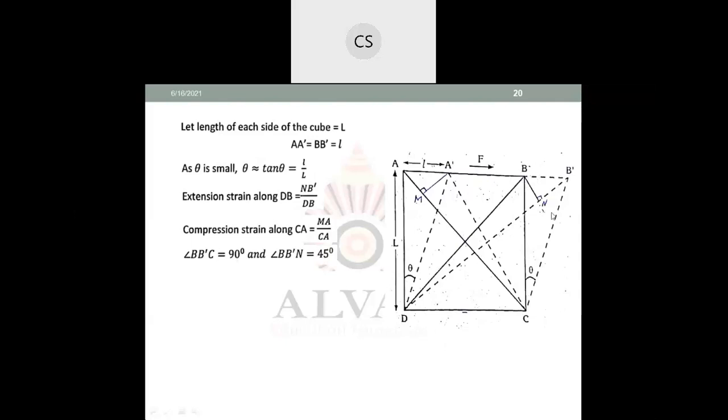Do you agree B dash B, B dash C is a 90 degree? If you agree, put it as yes. If you don't agree, put it as no in the chat box. Do you agree? Yes. Madhu says no. Karthik says no. Yes. Sumukha says it is yes, sir.